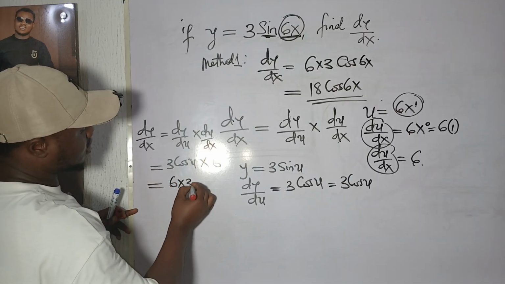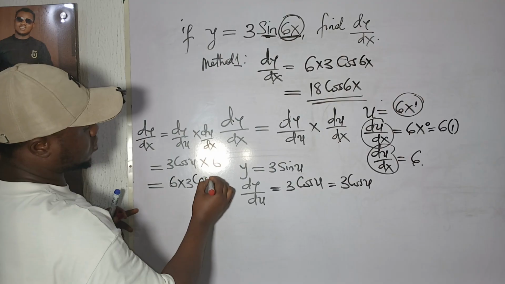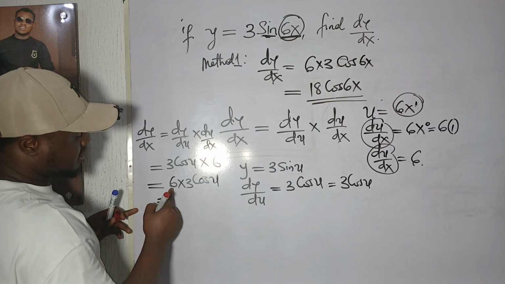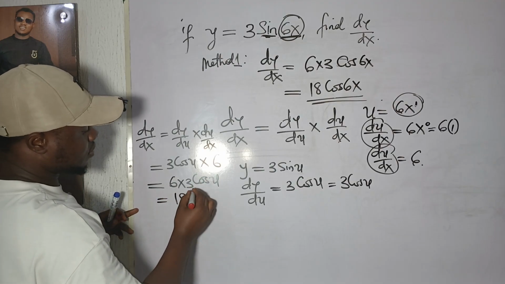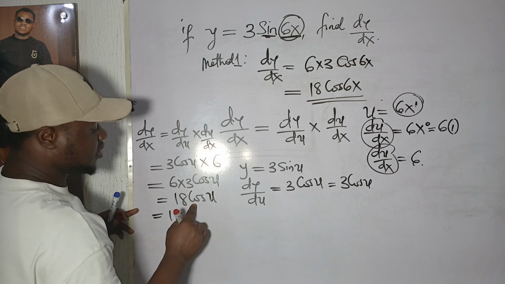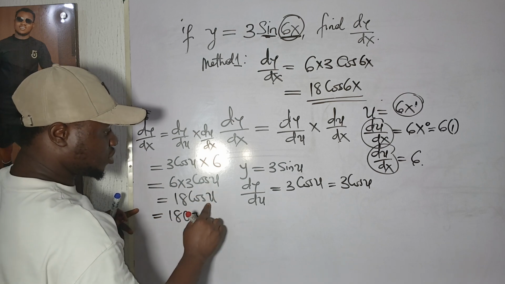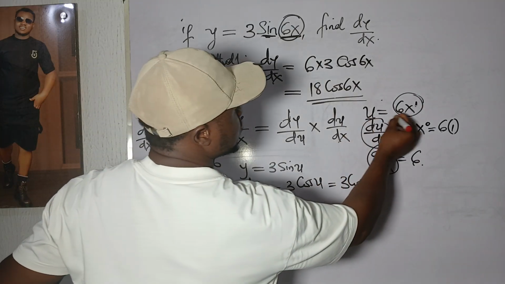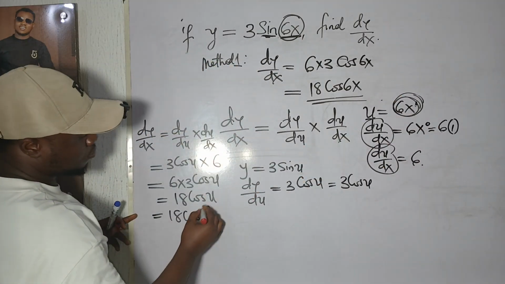6 times 3 cos u. And this is 18 cos u. So we have 18 cos. What is u? Remember we said that u is 6x. We come and put 6x.